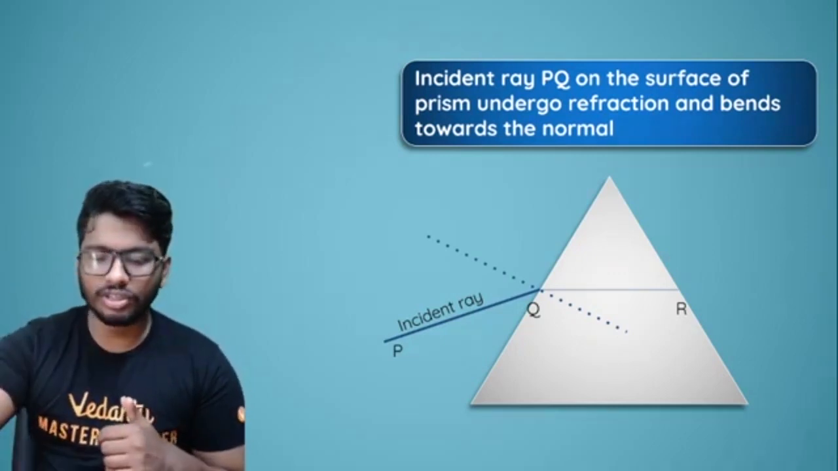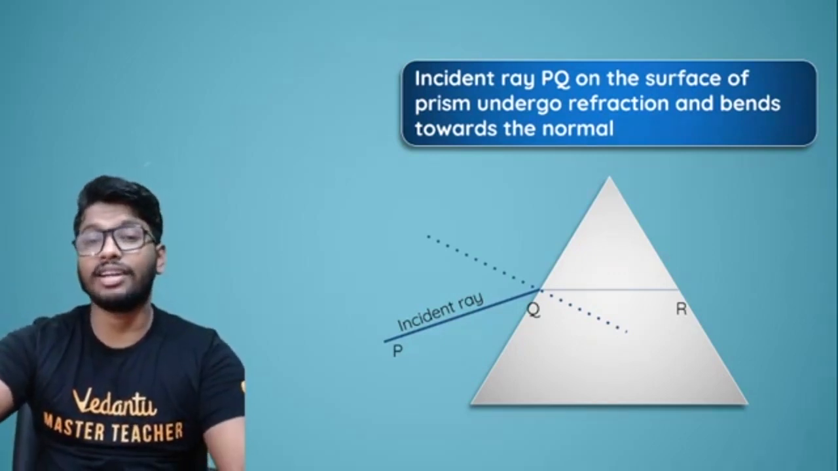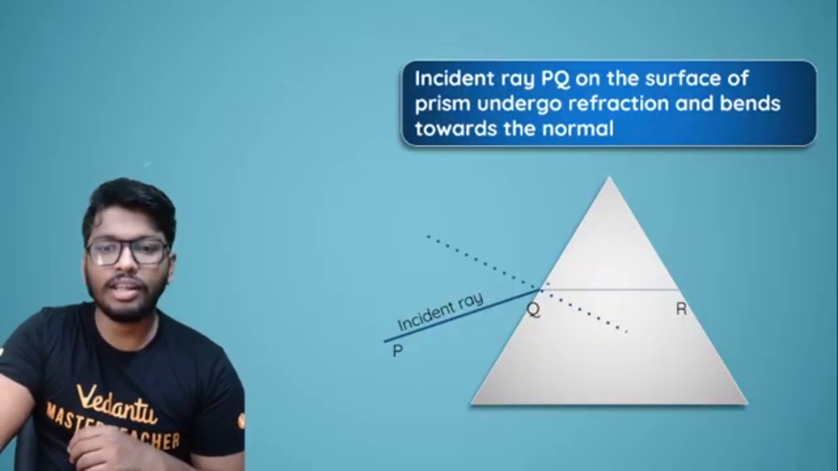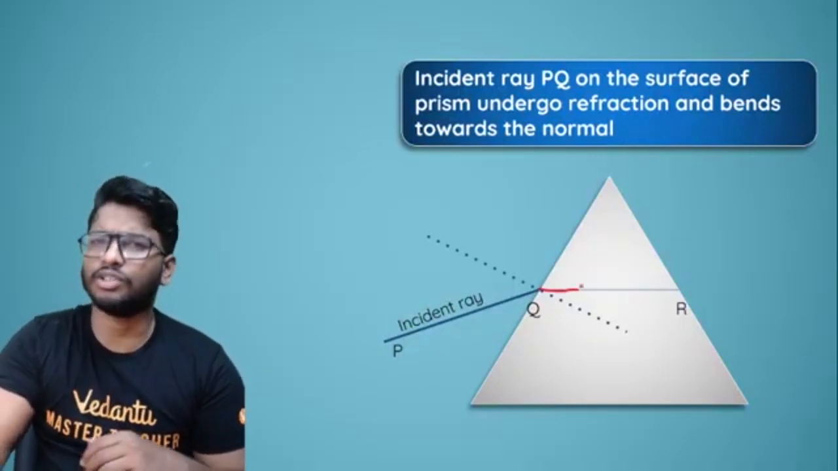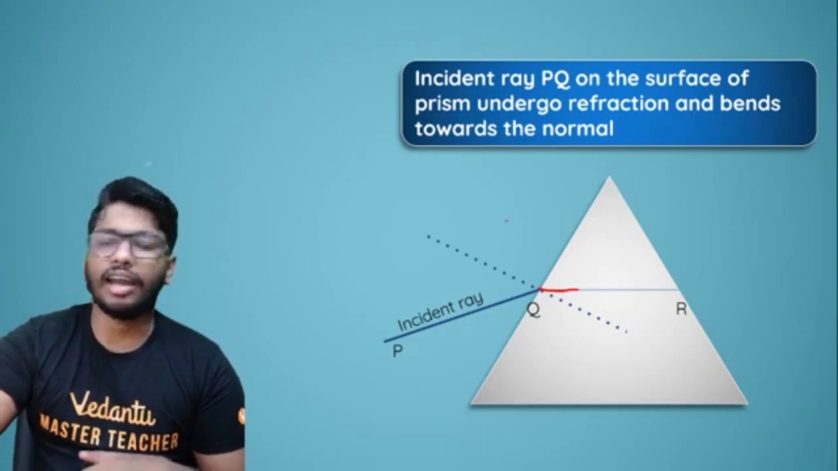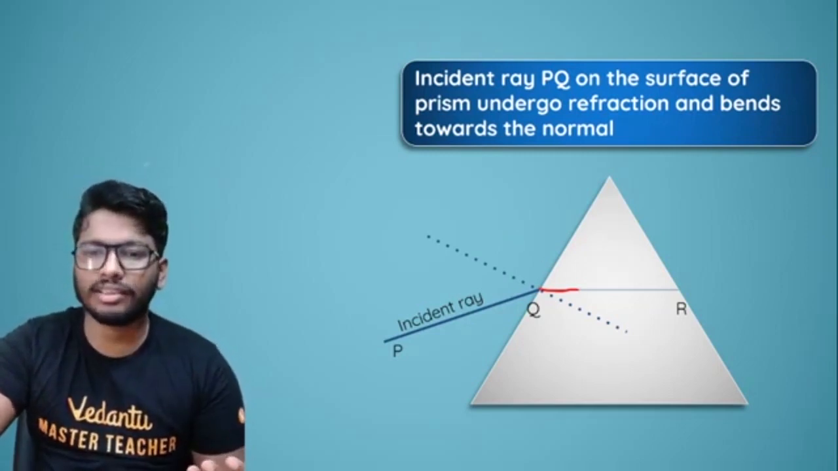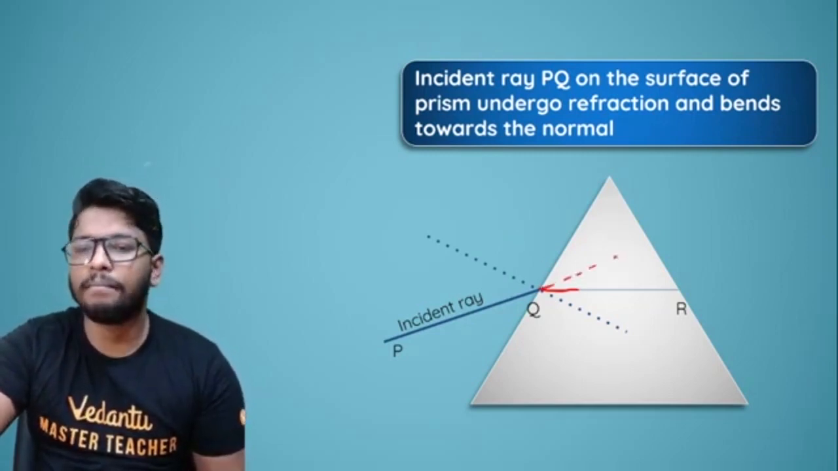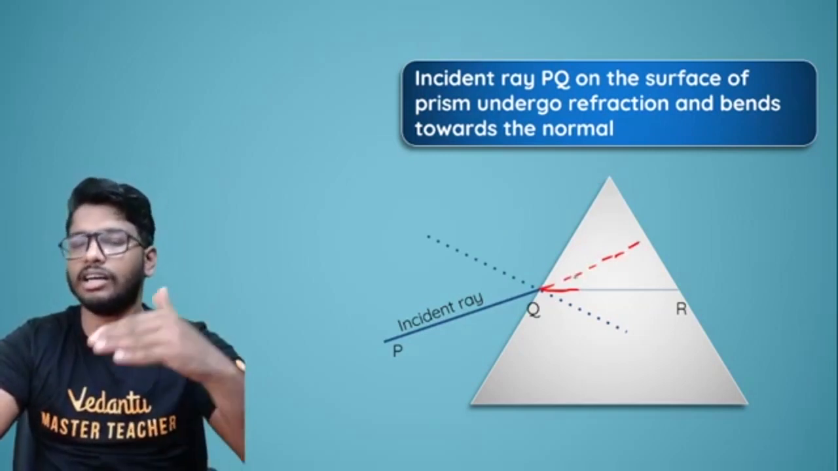So that's what you are seeing over here. You see this, the ray of light is actually moving towards the normal. So that's why after refraction, it's basically a straight line. But then again, it's supposed to go like this, but because of refraction, it's actually taking a different path.